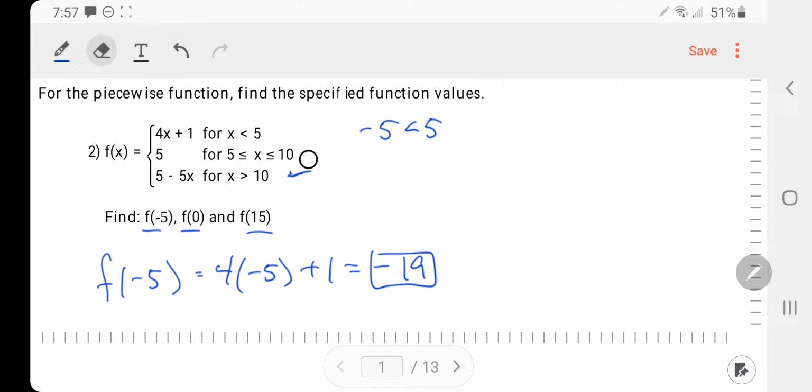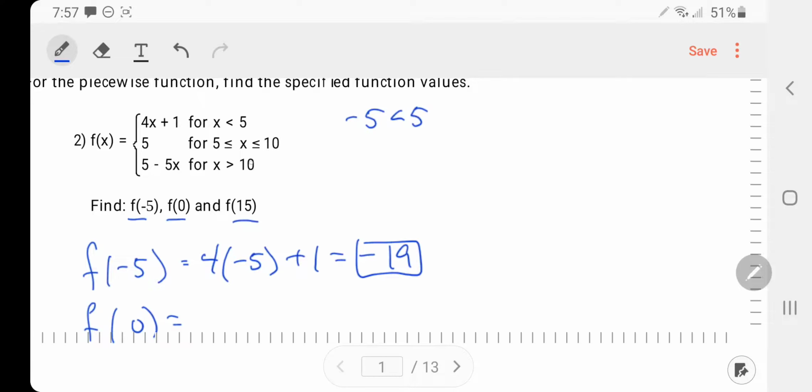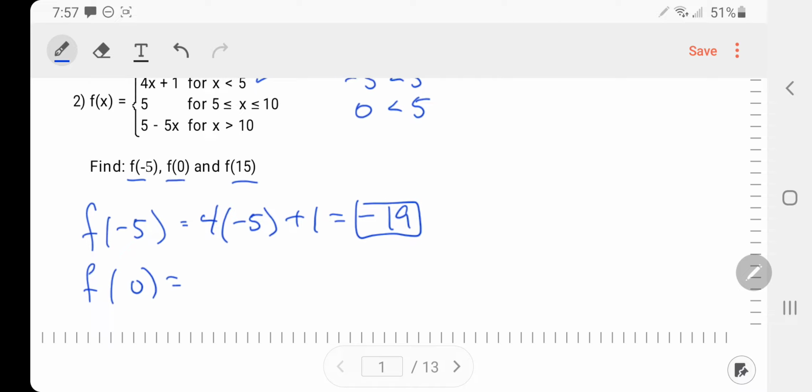And if I get rid of these check marks, next we're going to do f of 0. And from the test zone, we can see that 0 is also less than 5. And so that makes the top piece true again. So we're going to plug 0 into the top piece. And that's going to give us a 1.